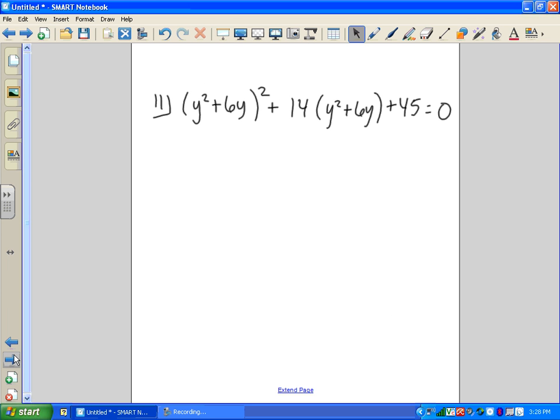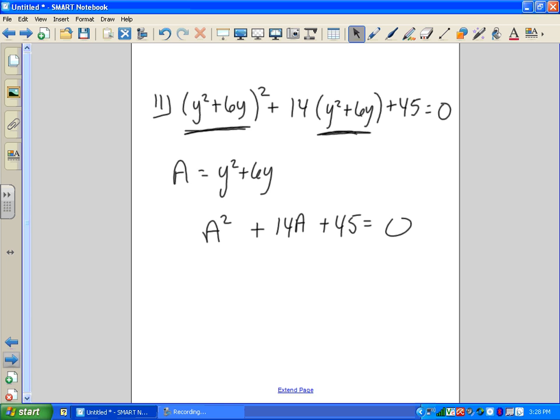Okay, number 11, kind of similar. This one's actually a little bit more complicated. This time we have the y squared squared again, but this time we have y squared plus 6y. So these are going to turn into 2 harder quadratics after our substitution. So we're going to make the substitution here and let a equal y squared plus 6y. And so that's going to give me a squared plus 14a plus 45 equals 0. Now factors of 45 that add to be 14 would be 9 and 5.